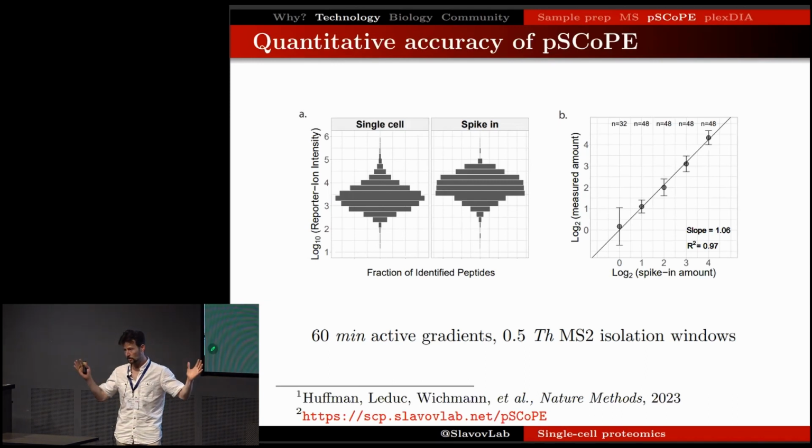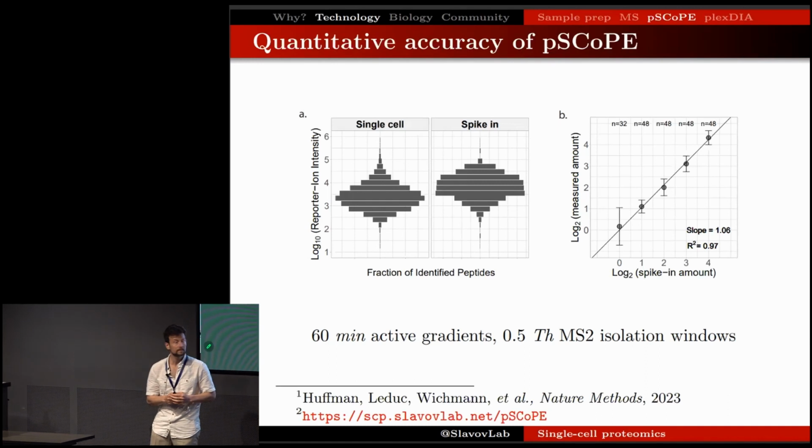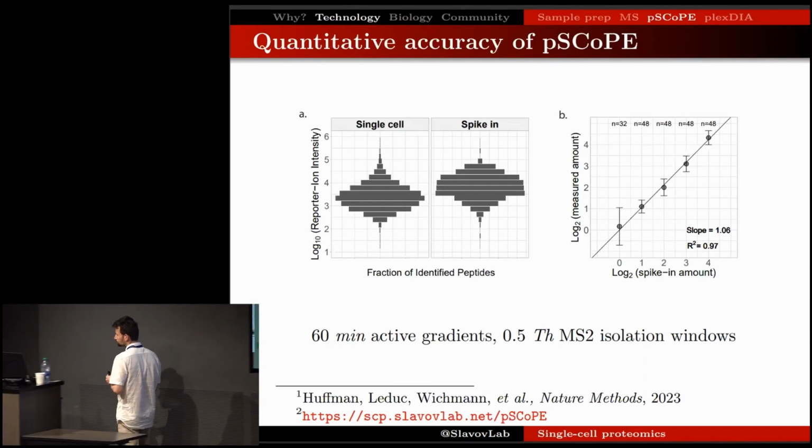We cannot eliminate it. Co-isolation is there. It affects quantification. But if we sample close to the elution peak apex and we have a small enough isolation window, we see that quantification can be quite accurate.